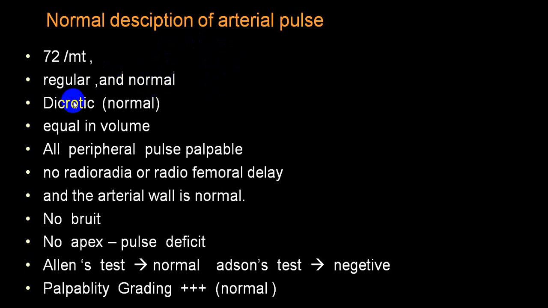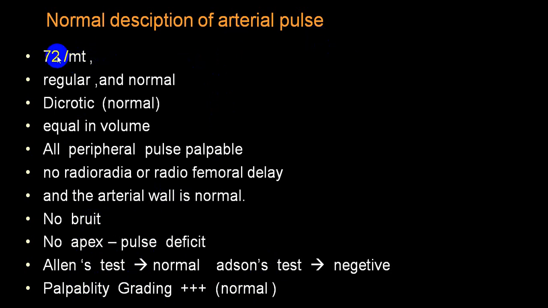Then you will have to mention the character of the pulse. Then volume, tension and force. Regarding all peripheral pulse, you will have to mention. Then you will have to mention your finding regarding radio-radial delay, radio-femoral delay. Here L is missing, sorry. Radio-radial delay. Then regarding arterial wall, whether it is palpable or not. Bruit, apex pulse deficit, Allen test, Adson test, and grading of pulse volume. All these things should be covered in arterial pulse description.